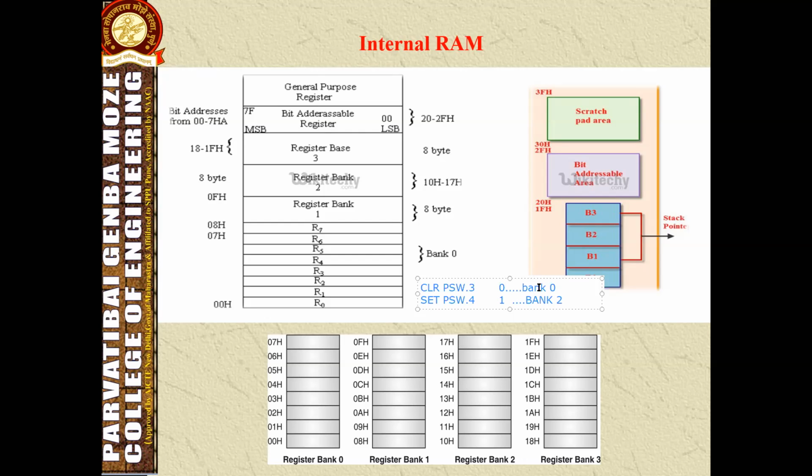If I want to select bank 3, how can I do it? I have to set both the bits of PSW. Setting both bits gives the 1-1 combination, which means bank 3 is going to be selected. This is the process of selecting the register bank by executing instructions.